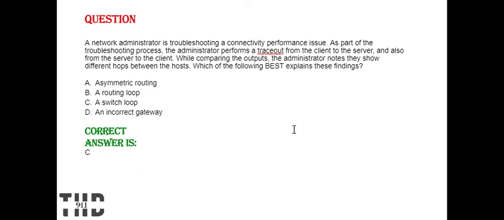A network administrator is troubleshooting a connectivity performance issue. As part of the troubleshooting process, the administrator performs a traceroute from the client to the server and also from the server to the client. While comparing the outputs, the administrator notes they show different hops between the hosts. Which of the following best explains these findings? Option A, asymmetric routing. Option B, a routing loop. Option C, a switch loop. Option D, an incorrect gateway. The correct answer is option C.